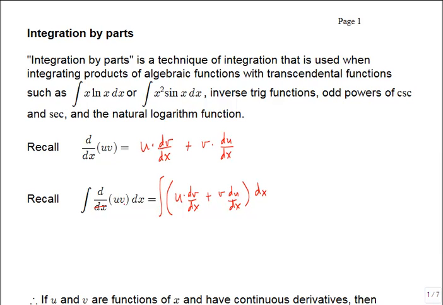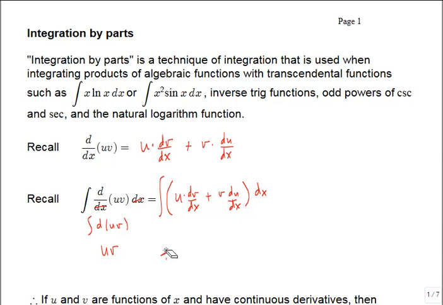Now this dx and this dx essentially cancel each other out, so we're just integrating the derivative of u times v, which should just be u times v. The integral of a derivative, those cancel each other out. So the integral of the derivative of uv is just uv. So that's our left-hand side.